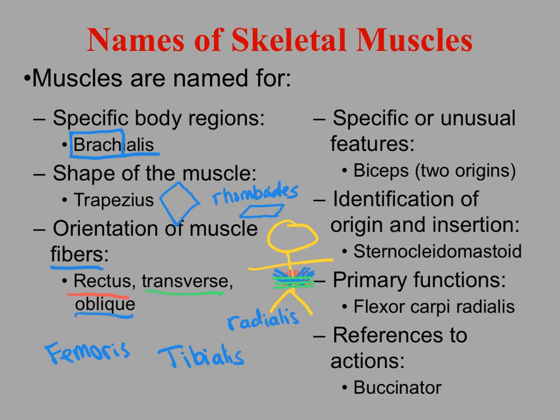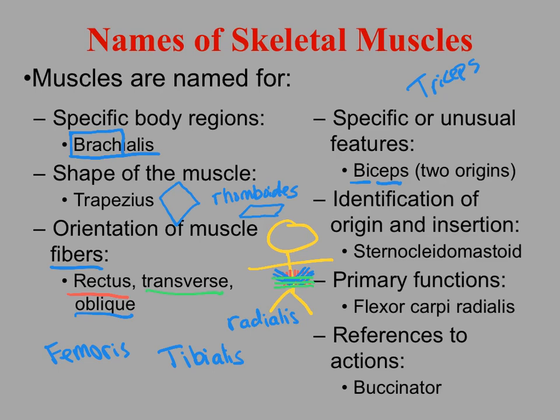Sometimes muscles are named for specific or unusual features. So biceps. Bi means two, ceps means heads. So in this case, a muscle partly named biceps has two origins, two tendons at one end. But there is also triceps, right? So that would mean that there are three points of origin.